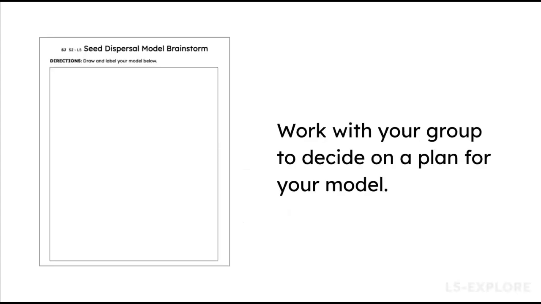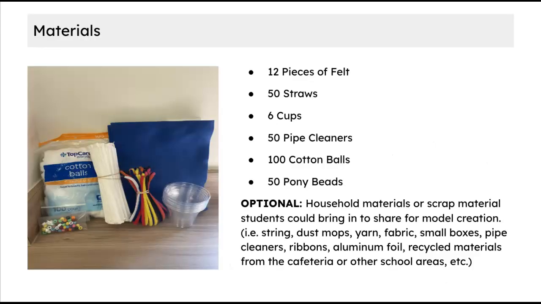Students will work with their group to decide on a plan to model one way that an animal disperses seeds. They can choose any seed and any animal, or they can choose a cucumber seed and an animal from around their school. Students will draw their model on the Seed Dispersal Model Brainstorm student journal page. See the tutorial slides for examples.